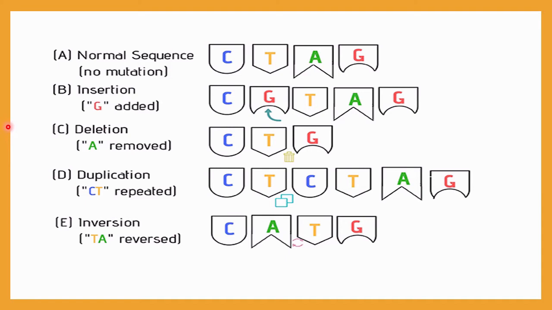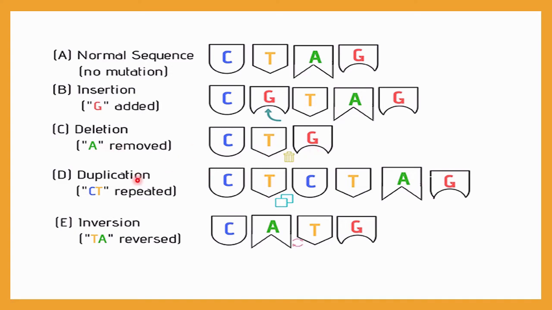In the normal sequence you can observe C, T, A, G, but in this case what happened? A is deleted, A is removed. You can see the delete symbol. As A is deleted, directly G is readable. So C, T, G is the new sequence after mutation. This is a case of a deletion.